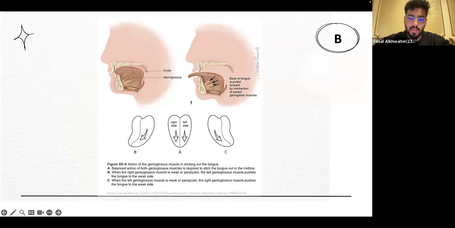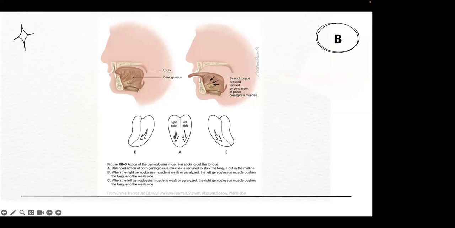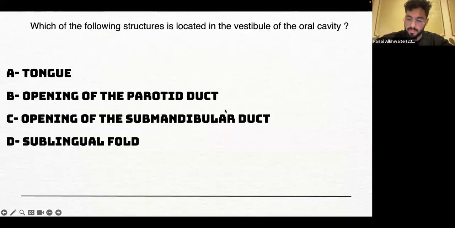So as you can see, this is a normal figure. The right and left nerves are intact. There's no problems, everything is fine. But here the right hypoglossal nerve has a lesion. It's not intact. So the genioglossus muscle here is not pushing, so the tongue doesn't stay medial. The left hypoglossal nerve is intact. It is supplying the left genioglossus muscle, so it's pushing the tongue to the right side. Do you guys understand this? Yes, it's clear. Should we go to the next question?